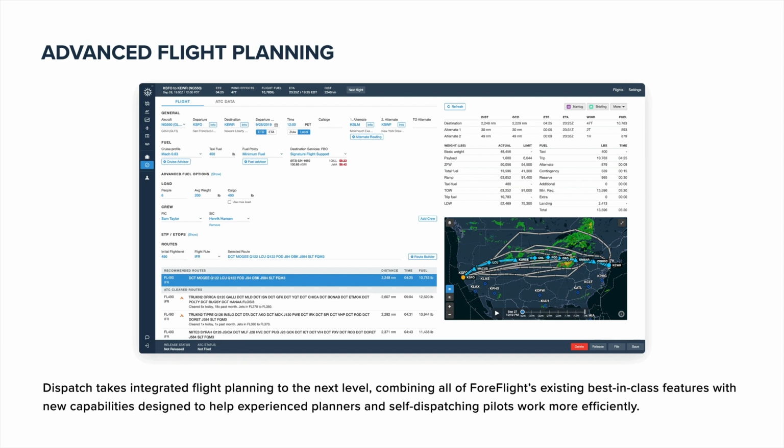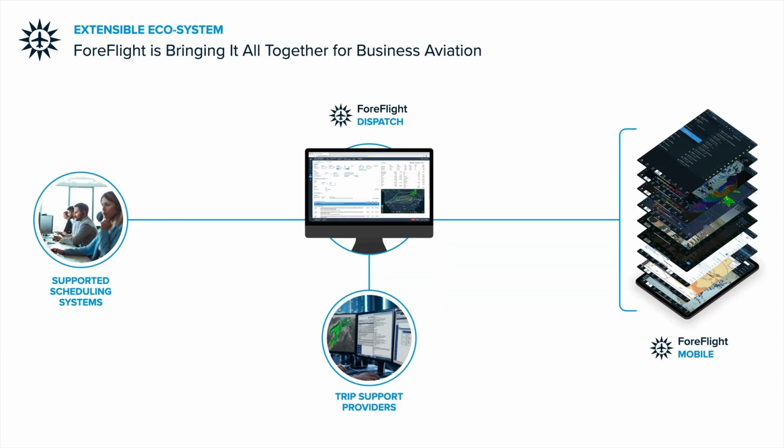And lastly, here's a nice little illustration of the whole ecosystem as I've been talking about it here. We have dispatch in the middle with your scheduling system on the left feeding in flight plans to dispatch, your trip support provider below there supporting your flight planners in whatever ways they need, and then ForeFlight Mobile on the right so that those flight planners can release the flights to the pilots in ForeFlight Mobile with all of the extensive capabilities that it provides to pilots.